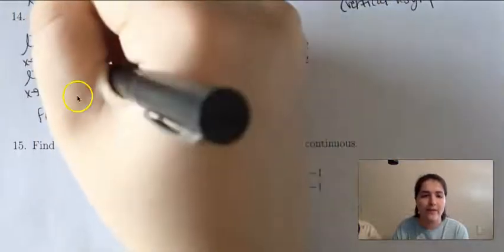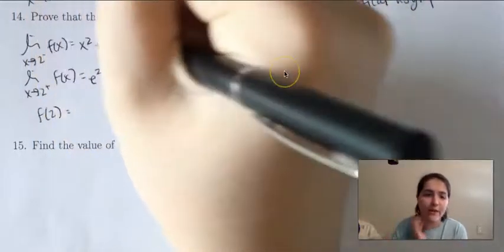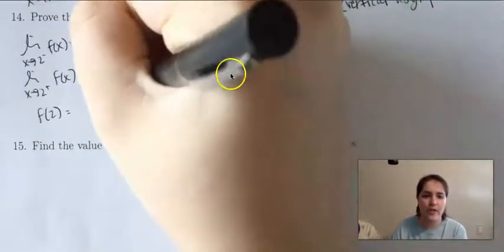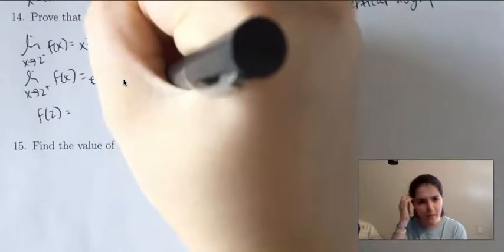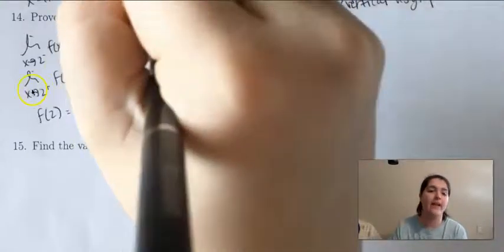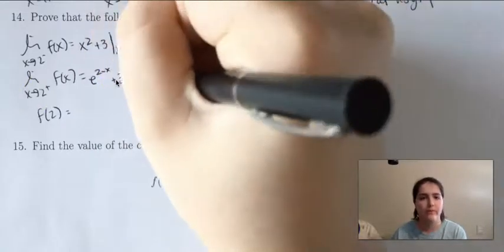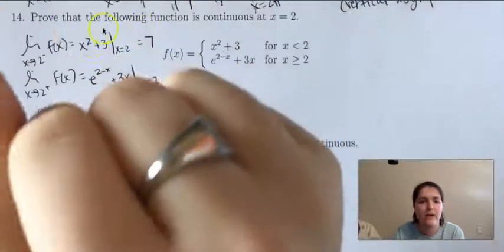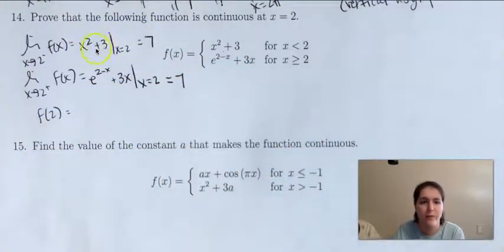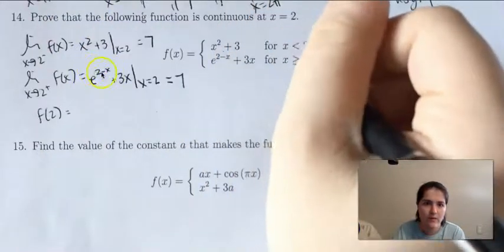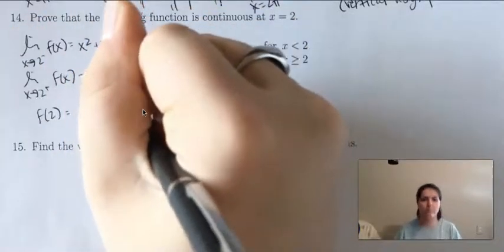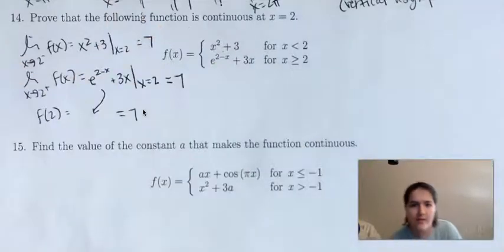And then for the right side, this was x is greater than or equal to 2. So since it's greater than, it's from the right side. We use the function here. We plug it in for f of x, and then again, we'll plug in our 2 to solve. So we did 2 squared is 4 plus 3 is 7. And then here, 2 minus 2 is 0. e to the 0 is always 1. And then 1 plus, we plugged in our 2, so 3 times 2, 1 plus 6 equals 7.